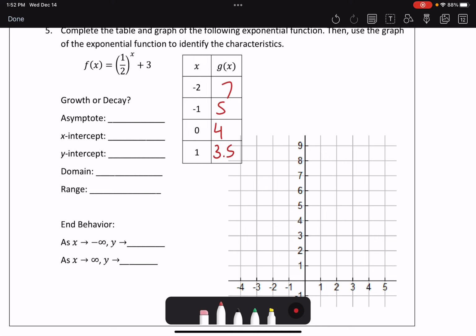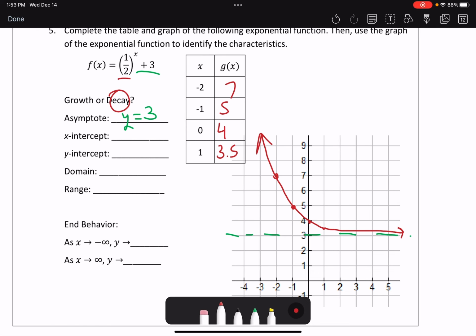So if I graph that, I've got negative 2, 7, negative 1, 5, 0, 4, and then 1, 3.5. I also know I have a horizontal asymptote at y equals 3. So I'm going to go ahead and draw that asymptote in and then connect my dots. Looking at this, it is a decay, but also my b value is less than 1.